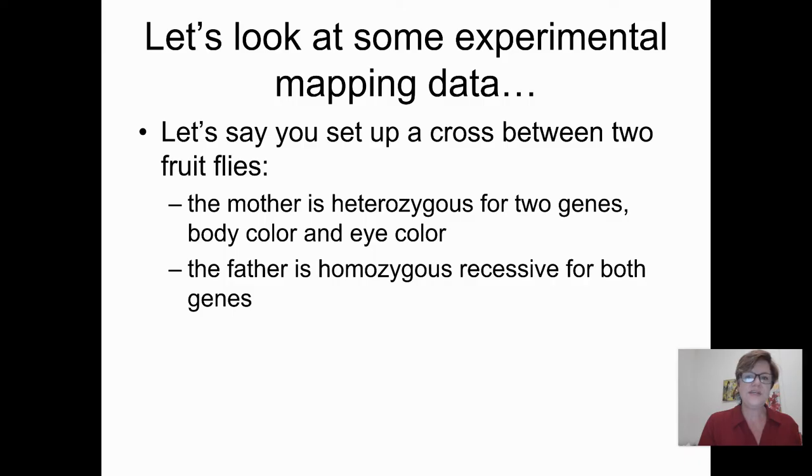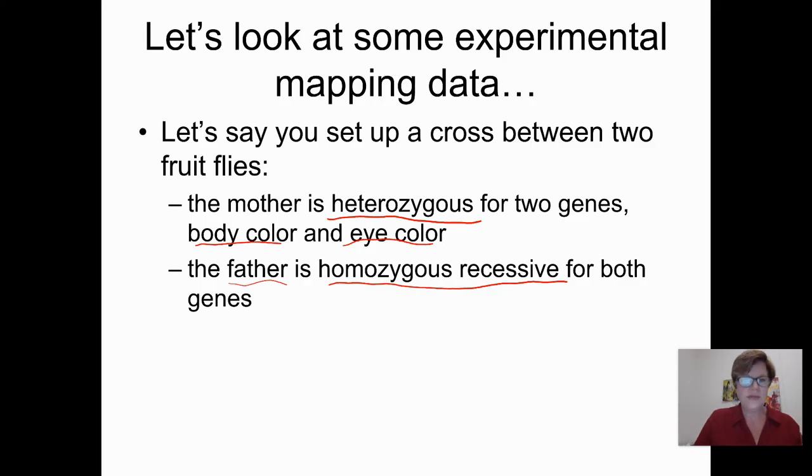So let's say you set up a cross between two fruit flies, Drosophila melanogaster, and let's say that the mother is heterozygous for two genes, body color and eye color. So that's going to be our double heterozygous individual. The father in this cross will be the homozygous recessive for both genes. And that was the rule. One of the parents has to be double heterozygous, and the other one has to be completely recessive.